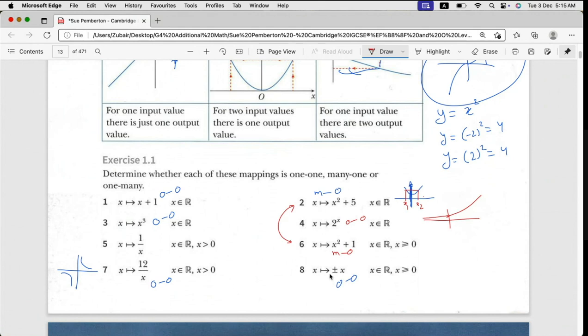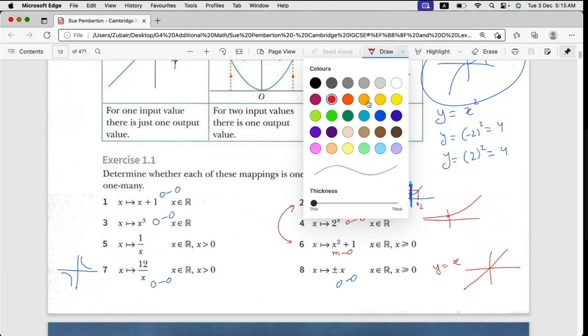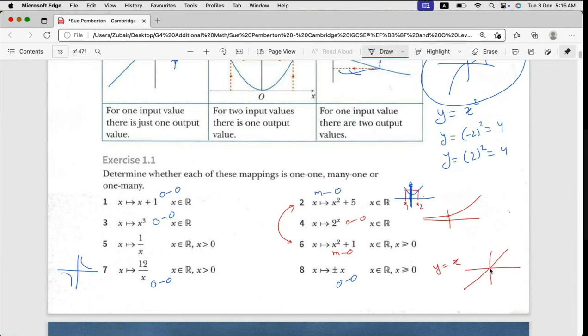Now, this is x equals... if we say y is equals to x, the graph would look like this. And if we say y is equals to minus x, the graph looks like this. And we are talking about x greater than 0 only. So we remove these two and changing this response.